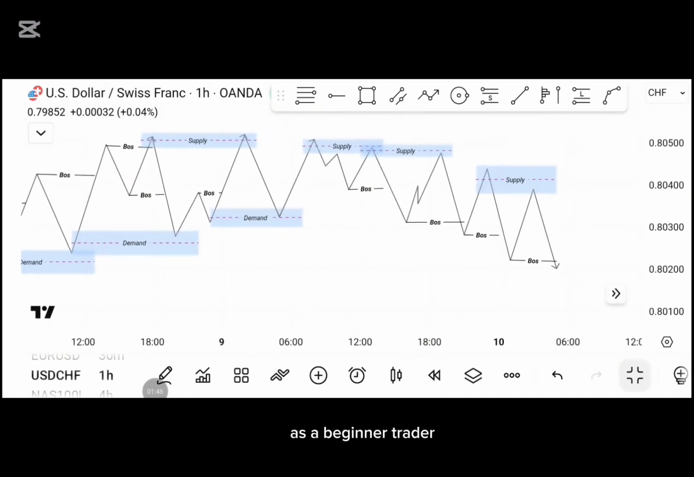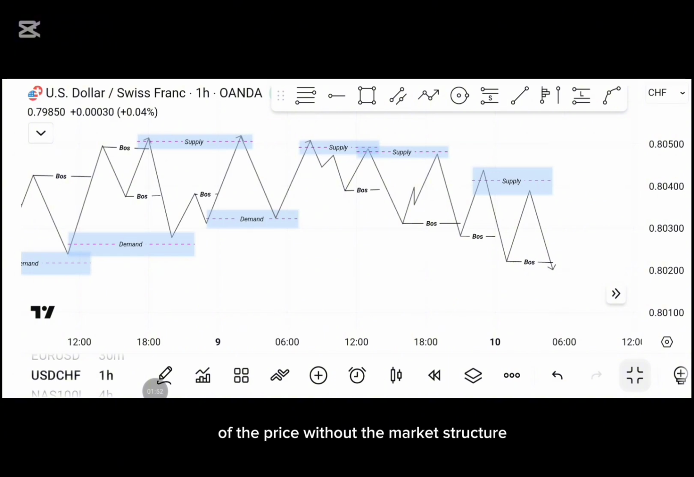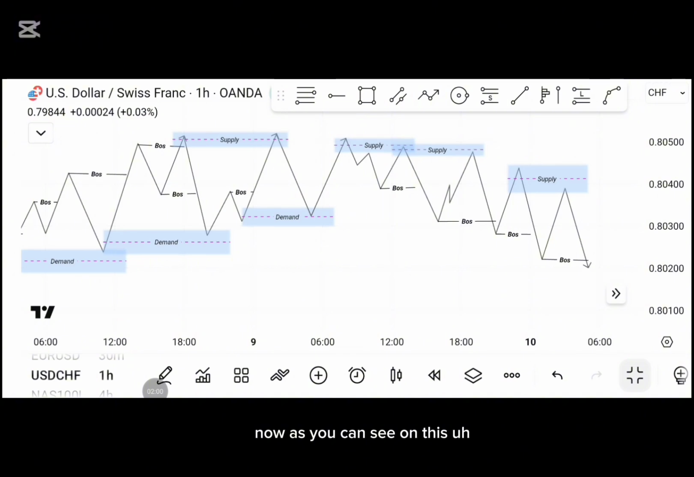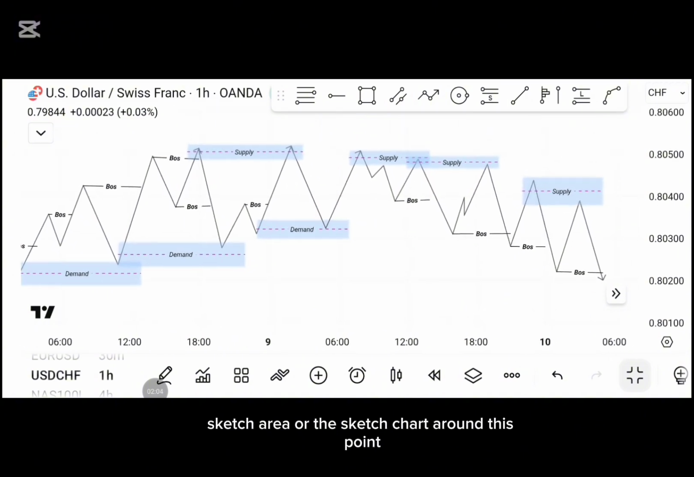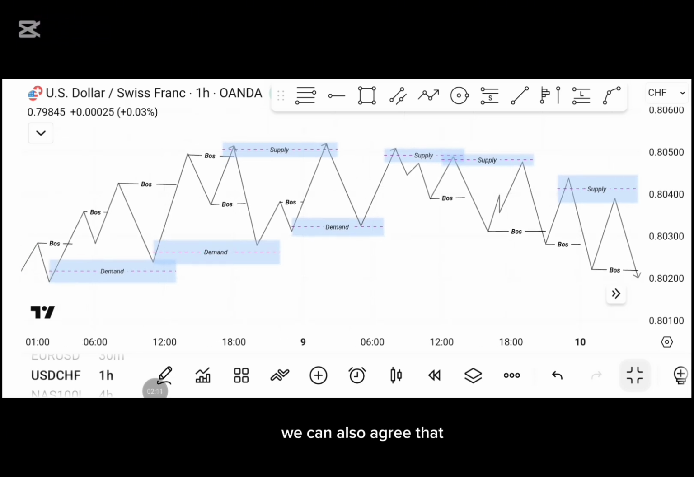As a beginner trader, you must understand that market structure is the core foundation of price. Without market structure, we have no direction. Without market structure, we have no demand and supply. Now, as you can see on this sketch chart around this point, we can also agree that price always respects the area where it came from.